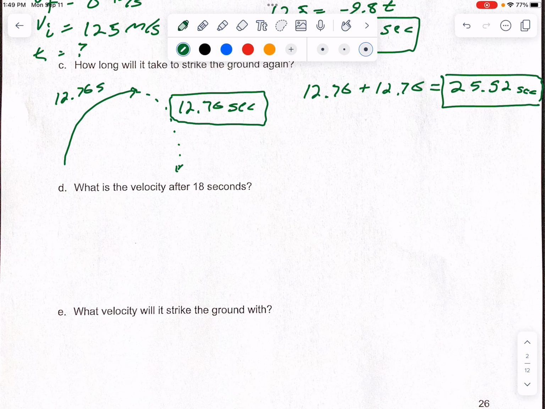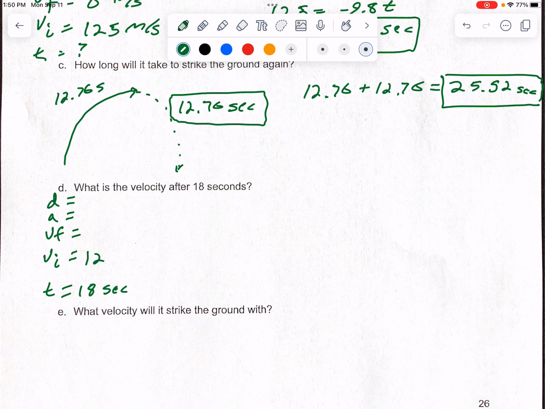Okay, D, what is the velocity after 18 seconds? What I'm going to do is set up my Daffy T. Now again, like I've told everybody, if you use another equation and you get to the exact same answer, that's fine. There's multiple ways to solve things. There's not always going to be just one way. It doesn't matter to me, as long as we get to the same answer and you can repeat those results, then that's fine with me. So what is the velocity after 18 seconds? My time is 18 seconds.